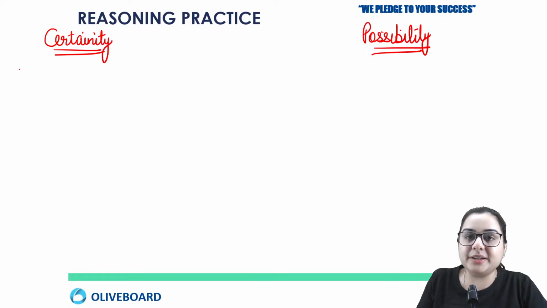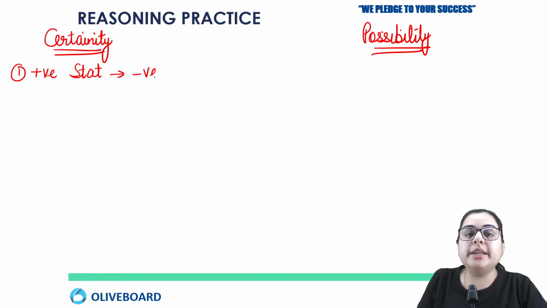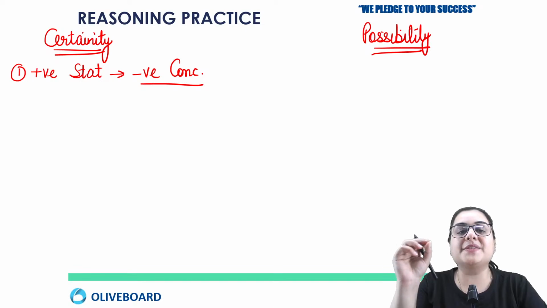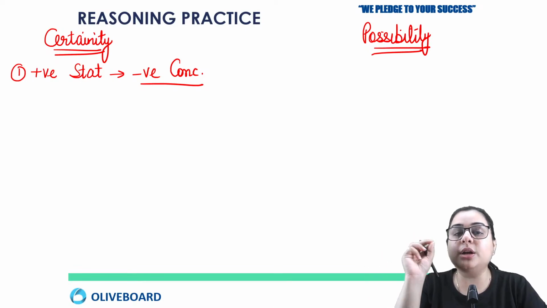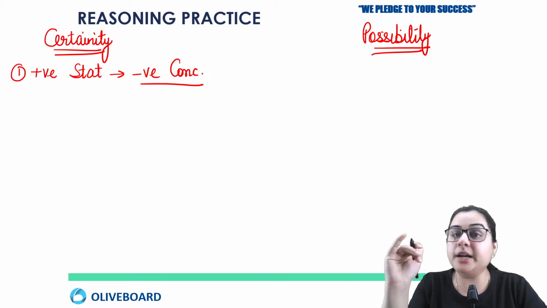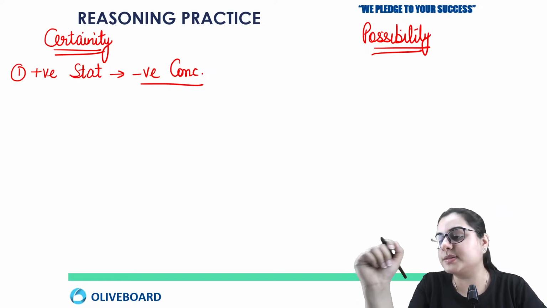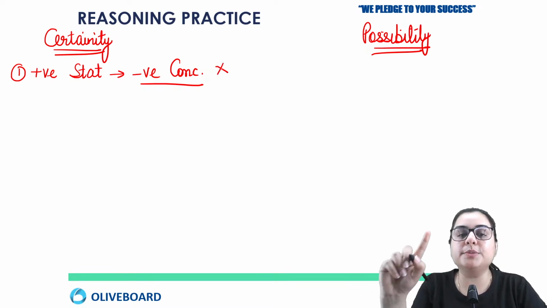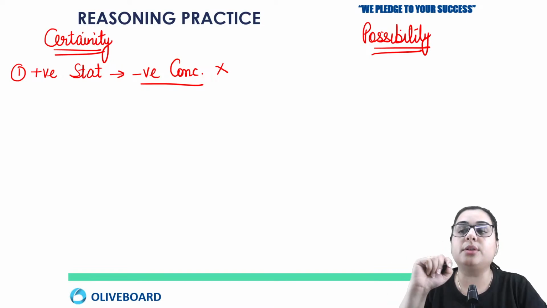So first, if I consider the certainty conclusions from a positive statement. If you have a positive statement, will the negative conclusion be right or wrong? Just answer me in the comments. Positive statement means if I have all A is B and in the conclusion I'm asking no A is B, is this conclusion true or false? So this will be wrong. Always remember that from the positive statement, a negative conclusion is always wrong.